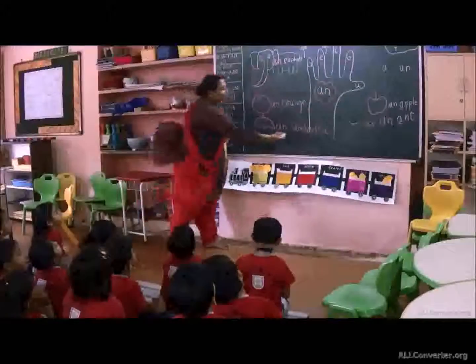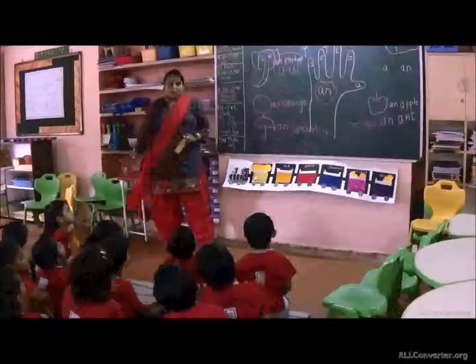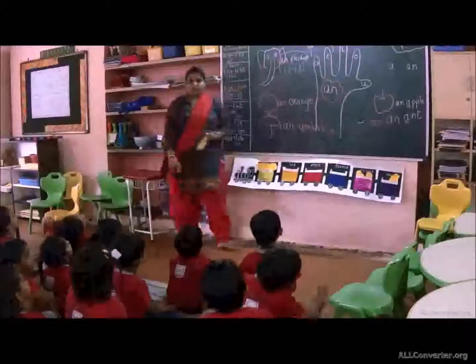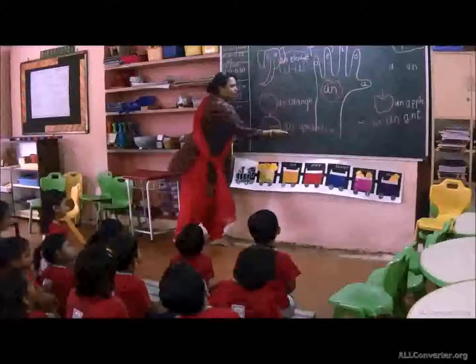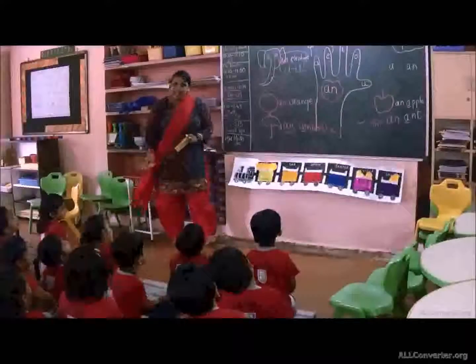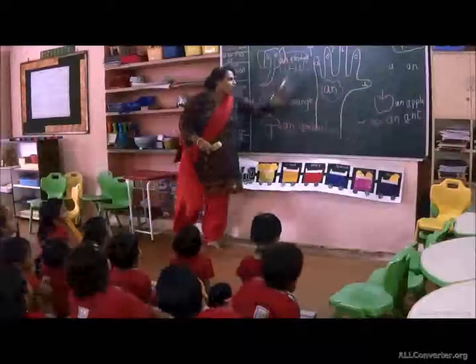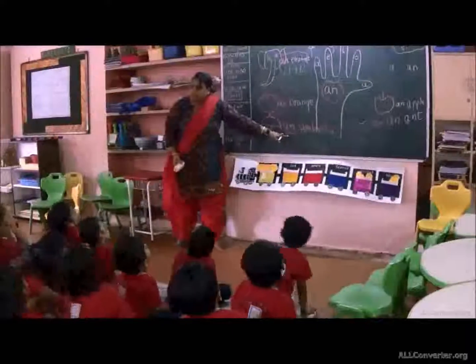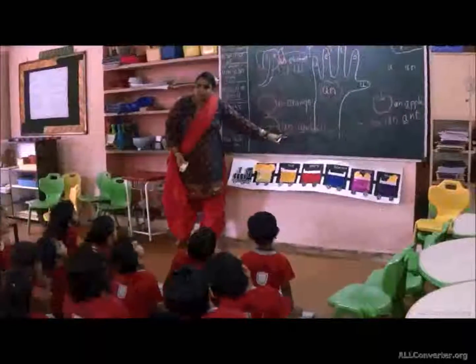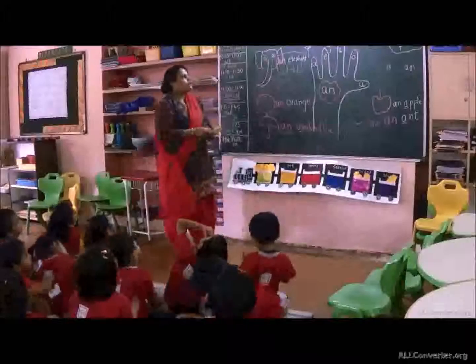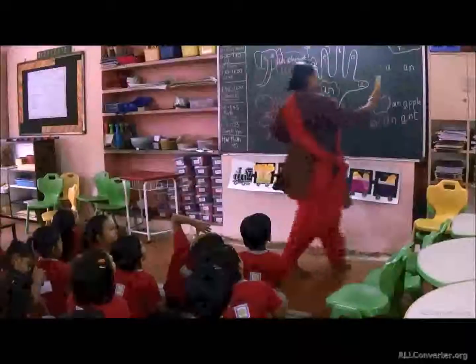Umbrella. Okay, let us see. What is the beginning sound? Is it in the vowels? Yes. So what will come here? An. If it is a vowel, then an will come. Okay, I'll give you one more example.